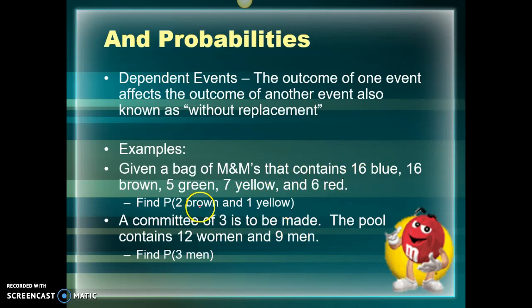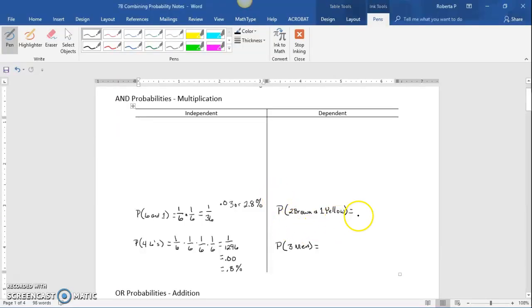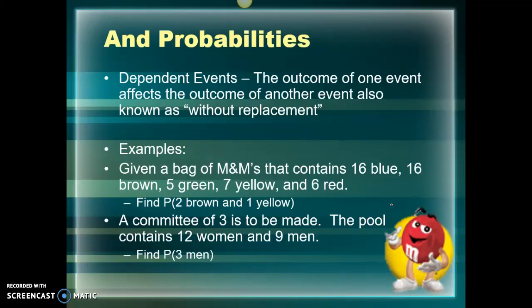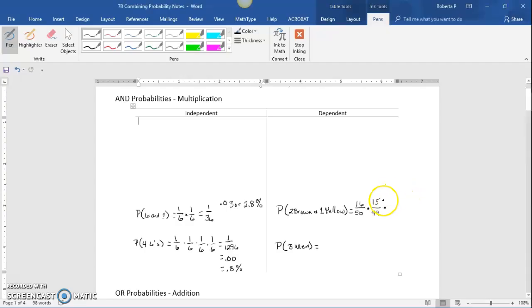We want to find the probability of 2 brown, and we have 16 brown and 7 yellow. So 16 out of 50, when you count them all up. Now you eat one, the brown one, so now we only have 49. In terms of the yellow, we still have all 7 yellow in there, but now we only have 48 candies. And then we can write this also as a percent or a decimal.